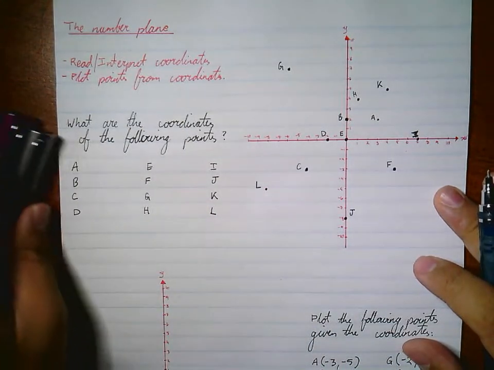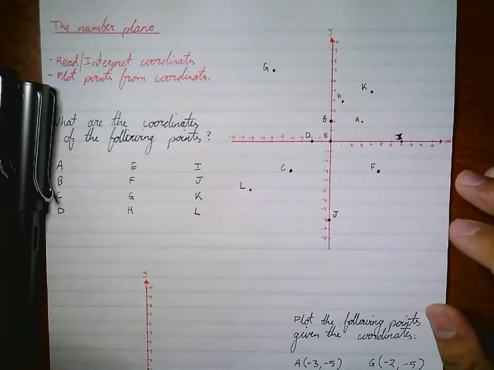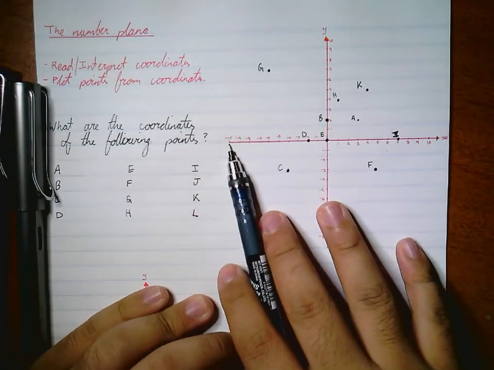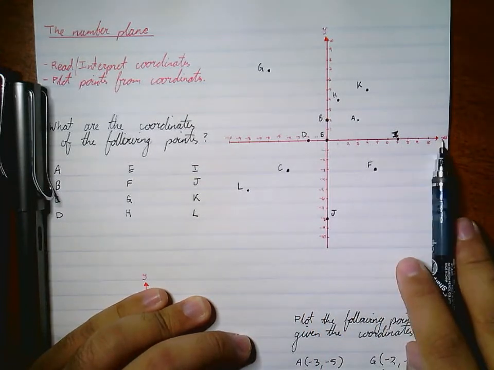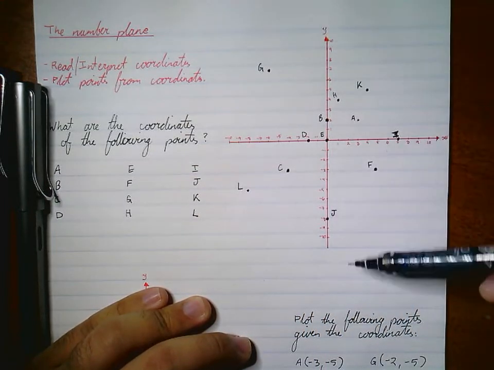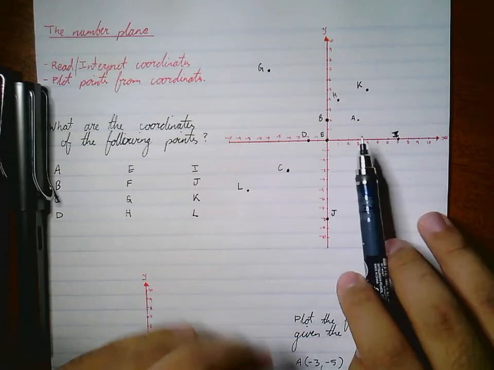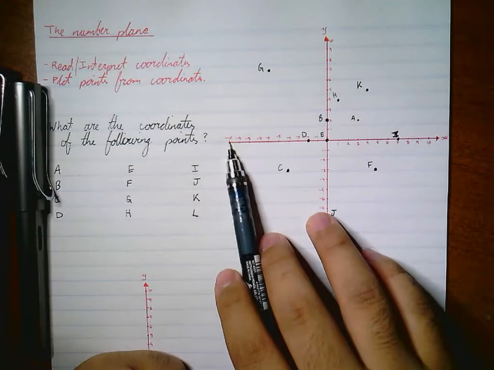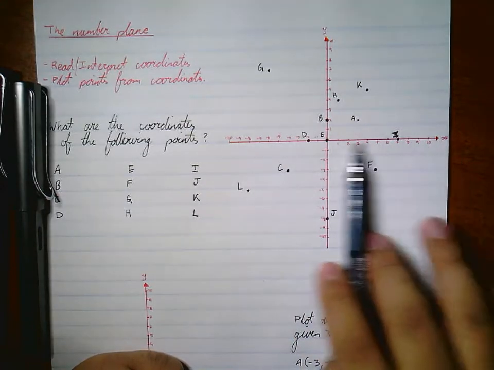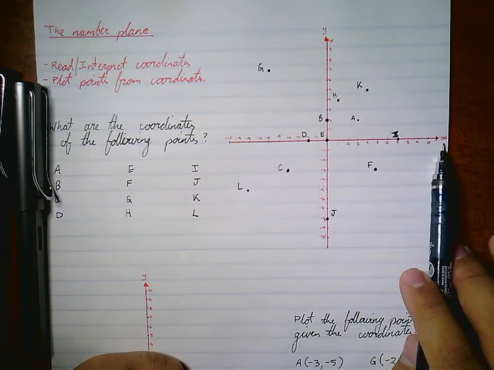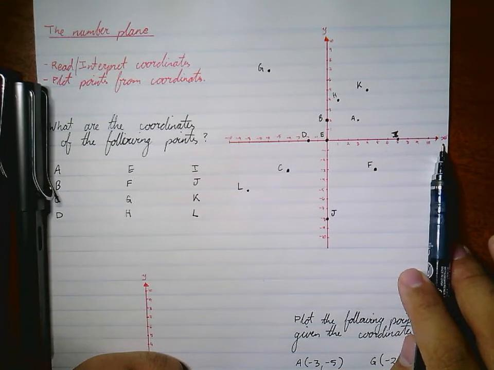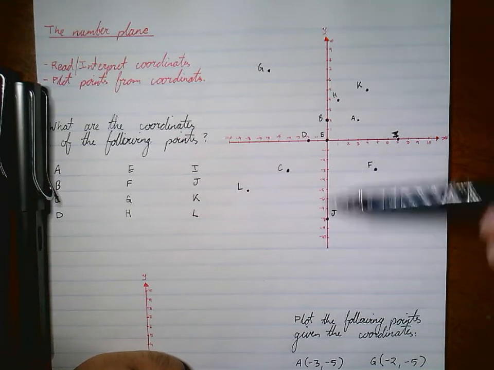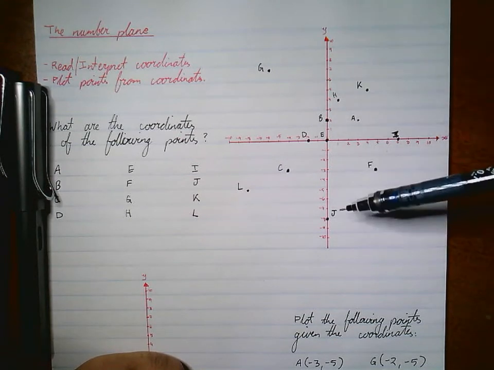The first thing we need to learn is what a number plane is. A number plane is merely two number lines, one going horizontal and one going vertical. In mathematics, we have given the horizontal axis a name: the x coordinate. And the one going vertically is the y coordinate.